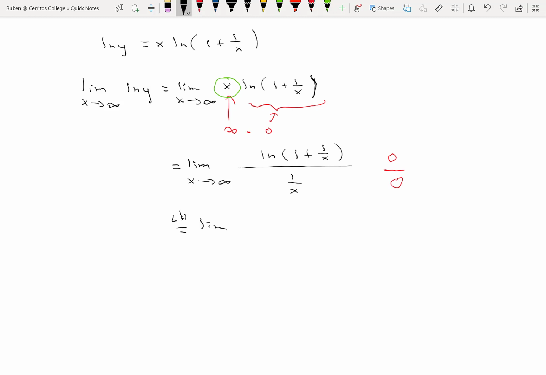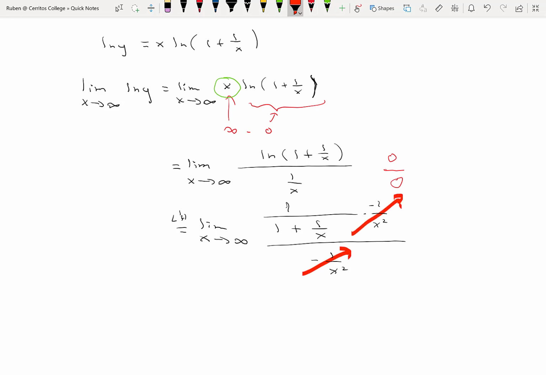This is the limit as x approaches infinity. The derivative of natural log is 1 over 1 plus 1 over x. That's the derivative of the natural log of 1 plus 1 over x. But the chain rule says we need to multiply by the derivative of 1 plus 1 over x. The derivative of 1 is 0. The derivative of 1 over x is negative 1 over x squared. Then you do the same thing in the denominator. The derivative of 1 over x is negative 1 over x squared. That's convenient.